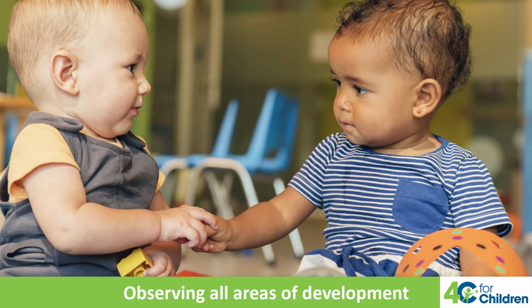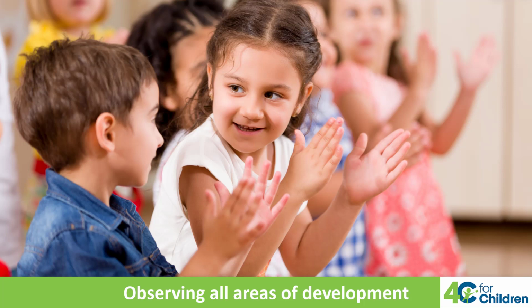Observing the child as a whole is very important. This means you focus on all areas of development, not just the ABCs. Those social and emotional skills are crucial. We want children to be successful for life in every area, not just with the alphabet.